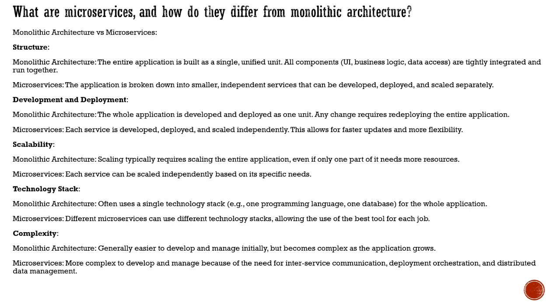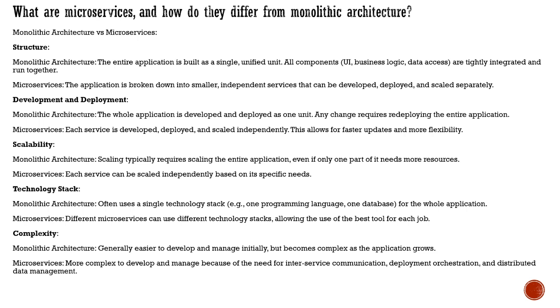But in microservices, these are broken down into smaller independent services that can be developed, deployed, and scaled separately. With a monolith, the development is in one unit, and any change requires the whole application to be deployed. In microservices, development, deployment, and scaling happen independently for the particular service that has the problem. So it's quite fast.